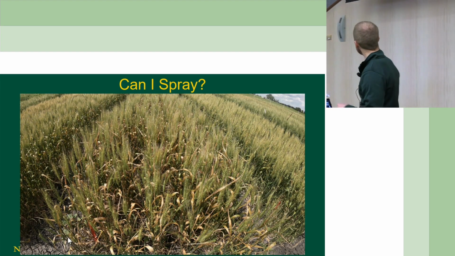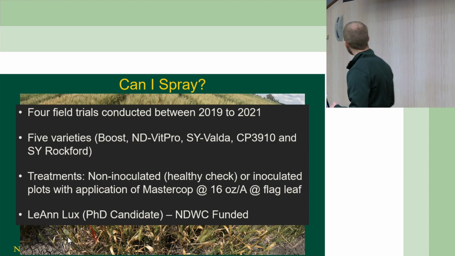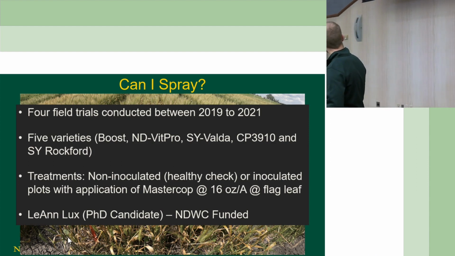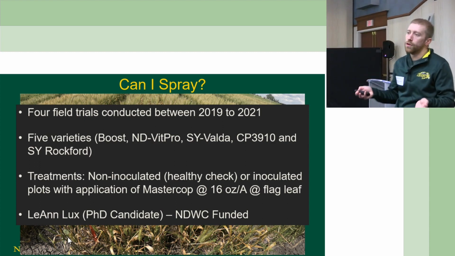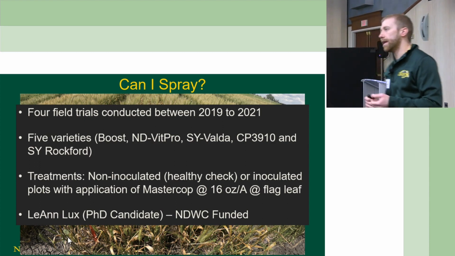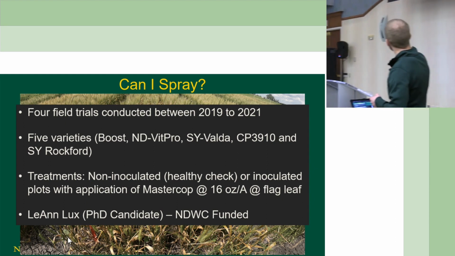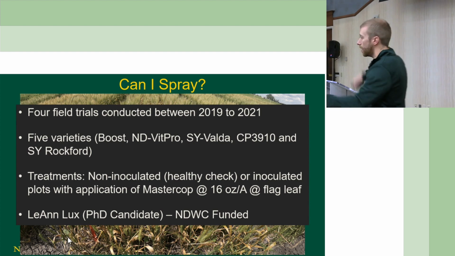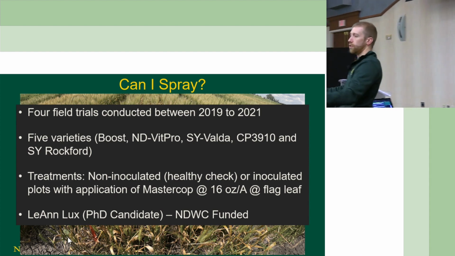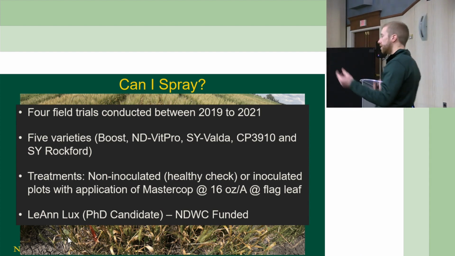So what I'm going to share with you today is we got funding from the North Dakota Wheat Commission, and I had an excellent PhD student, Leanne Lux. What I did is combine 4 field trials from the last 3 years, and what they were set up as is we had 5 varieties: Boost, Vita, Pro Velda, CP3910, and Rockford. So think of this as the most resistant, that 5 to 6 category, and somewhere in the 8s, okay? A range of susceptibility, to see if an application of a bactericide is going to help.